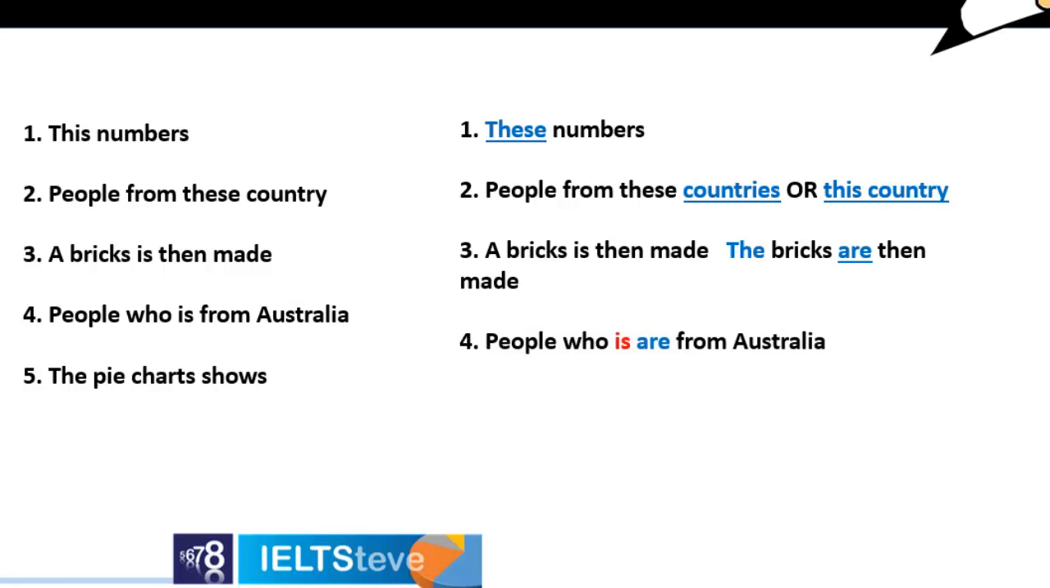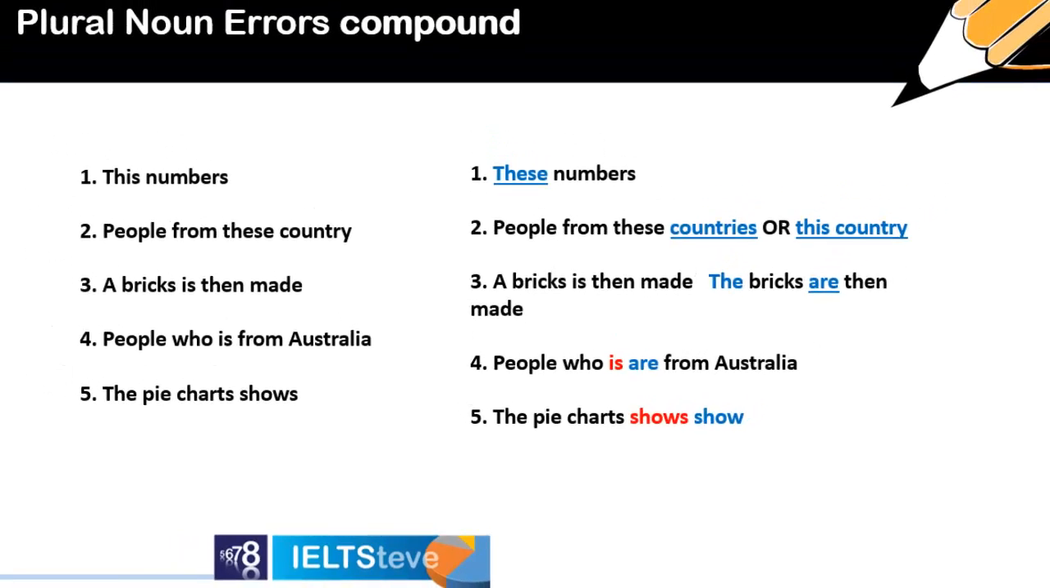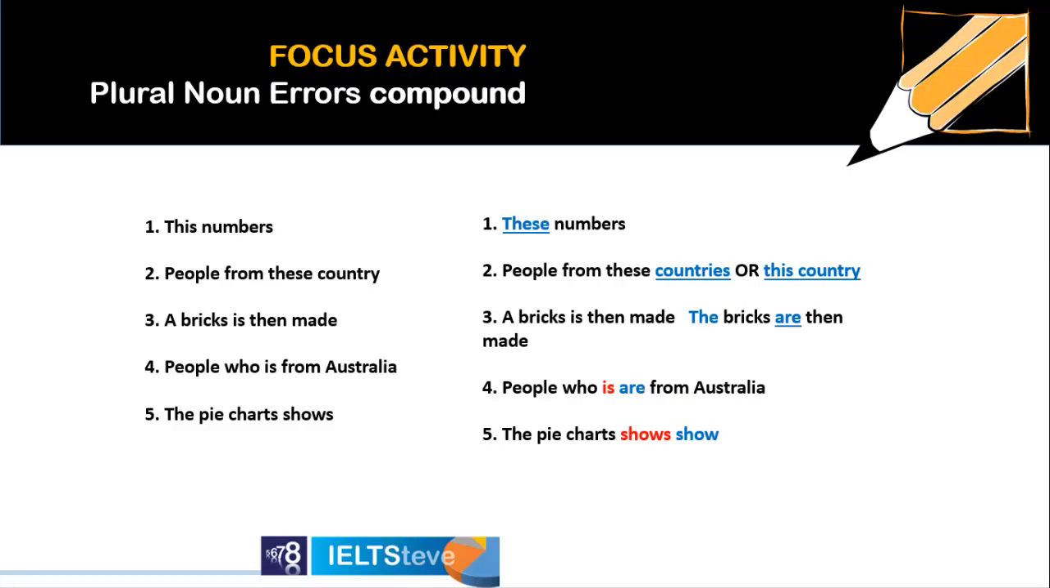And number 4, people. So that's a plural noun. So then it should be not "is" but "are". And the pie charts shows. No, the pie charts show. So this is a very common subject-verb agreement error. And number 4, a person who is.